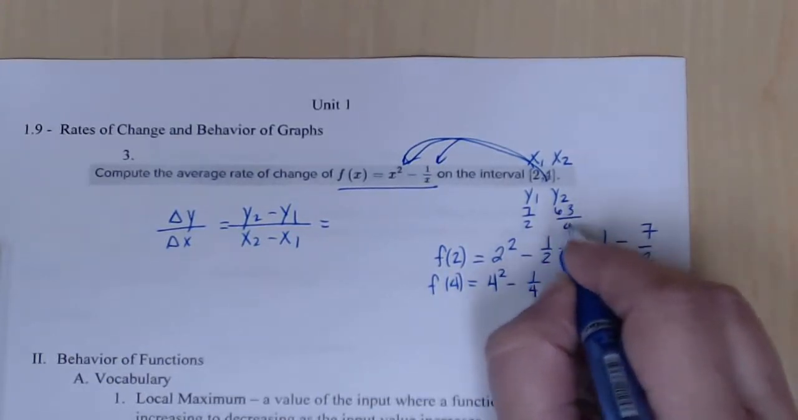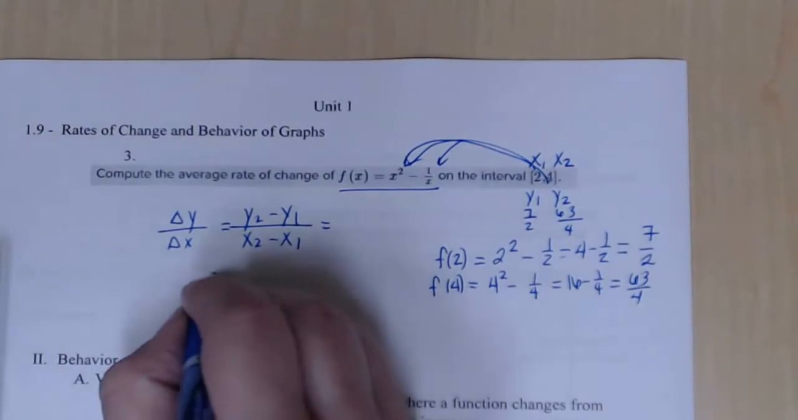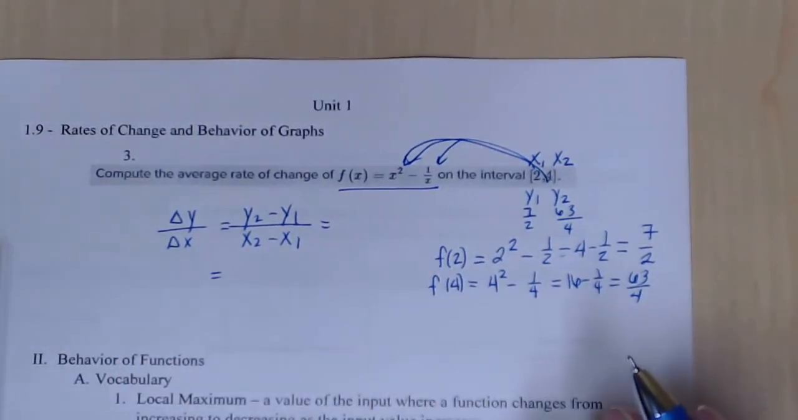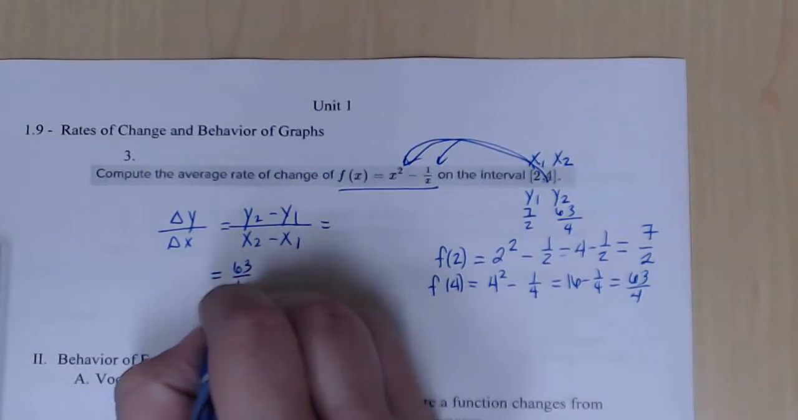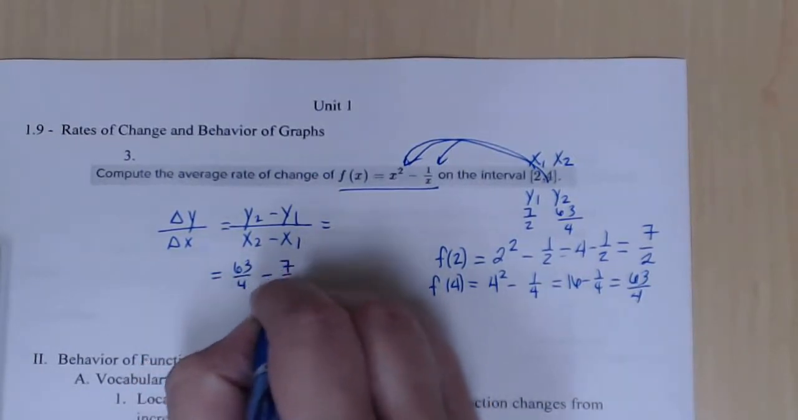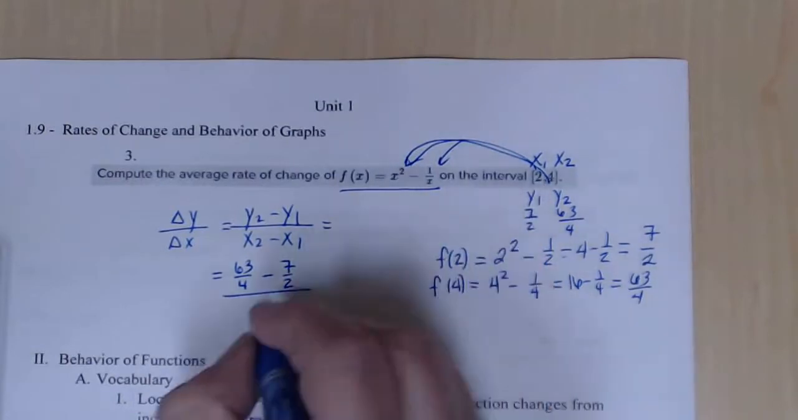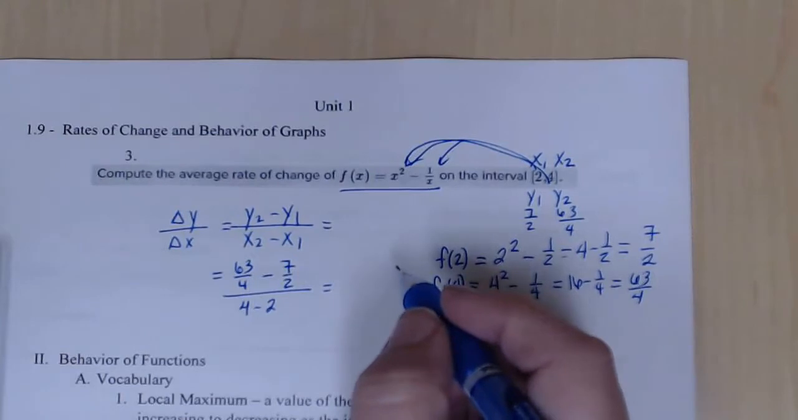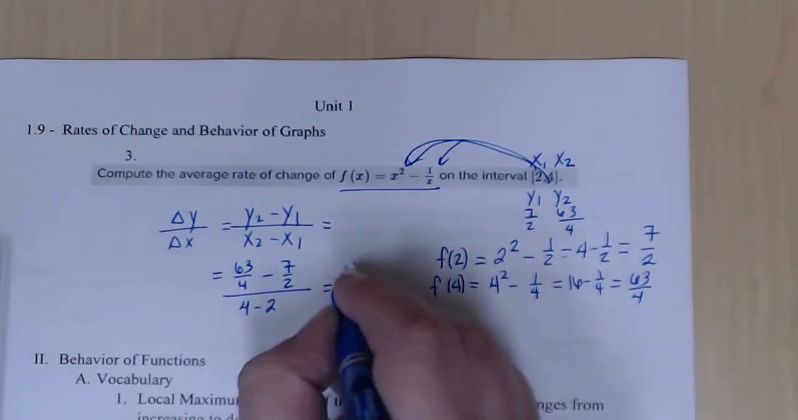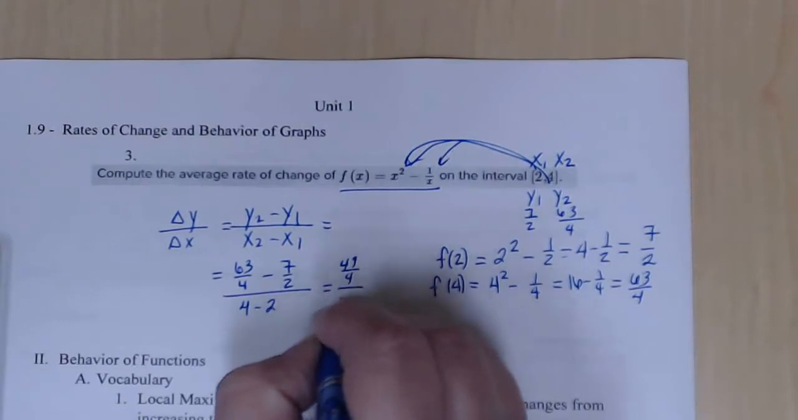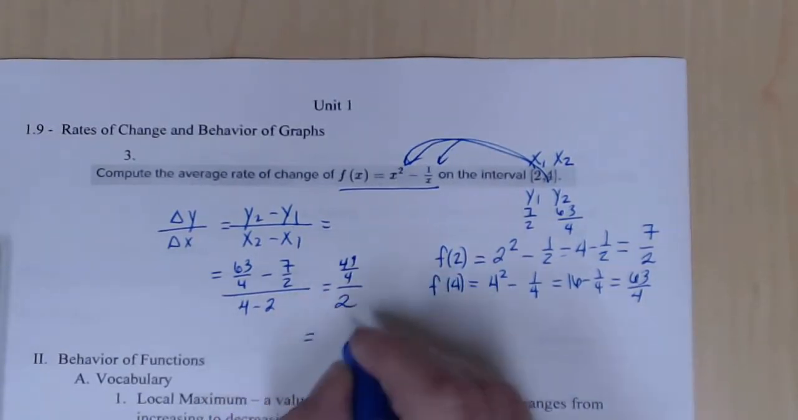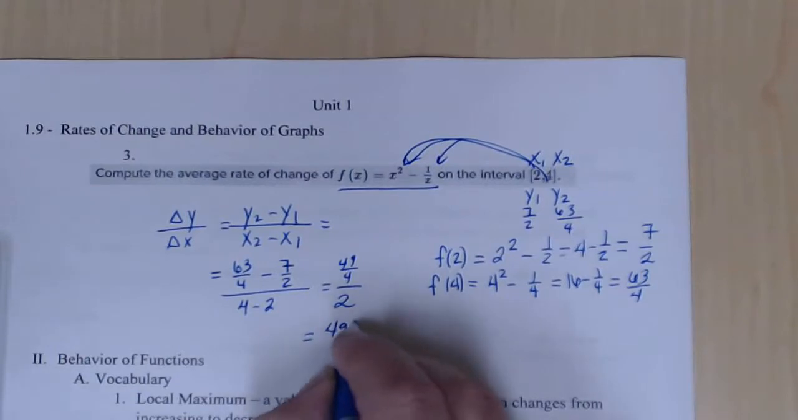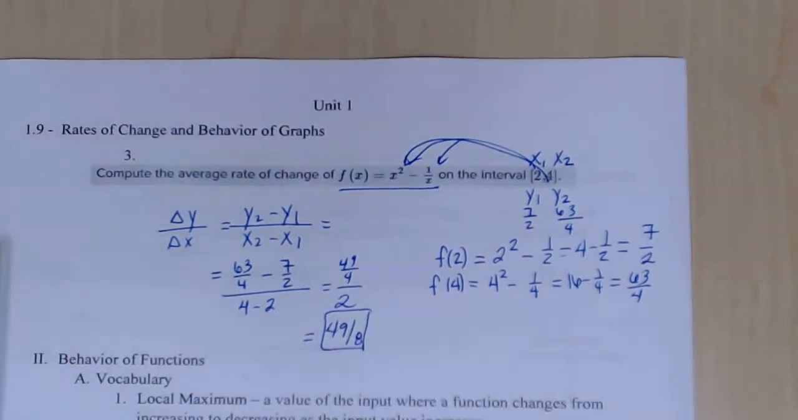Now that I have an x1, y1, x2, y2, I can correctly execute this average rate of change formula. And so I'm going to say 63 over 4 minus 7 over 2. Don't let the fractions freak you out. 4 minus 2. Use your calculator. Use parentheses appropriately. In the top, we end up with 49 over 4 divided by 2 in the bottom, which in your calculator would give me 49 over 8. So just don't let the fractions freak you out. Do what you know how to do and work from there.